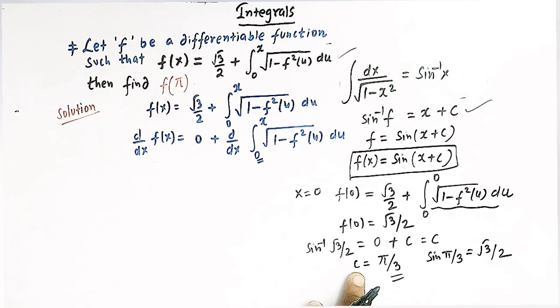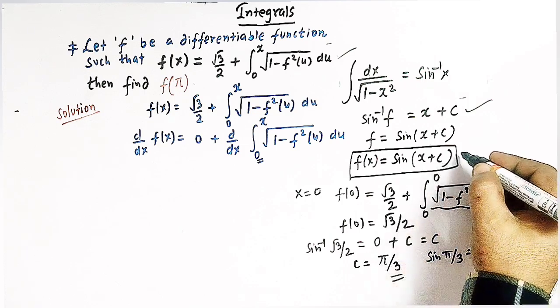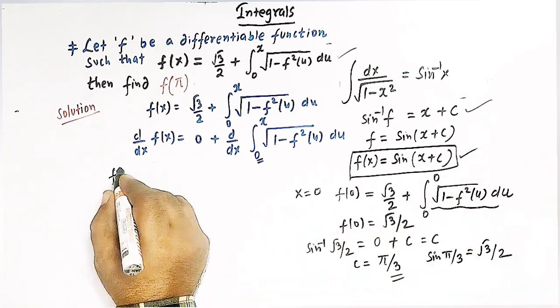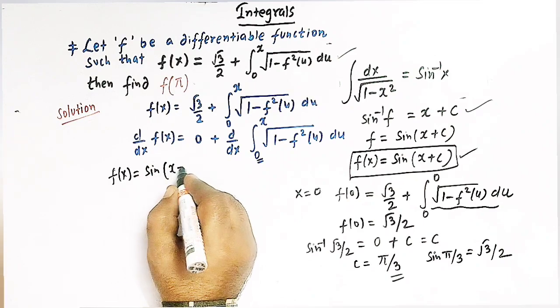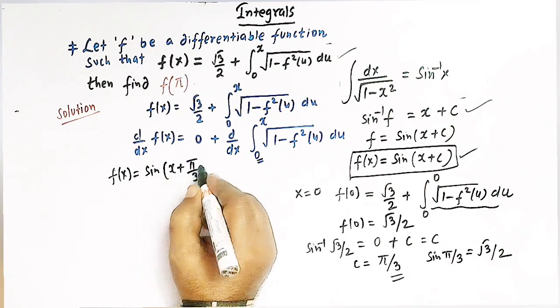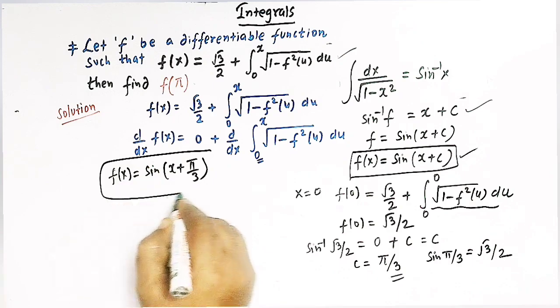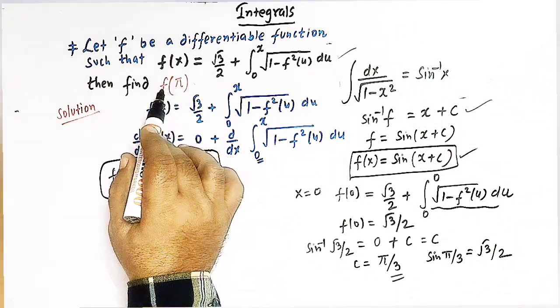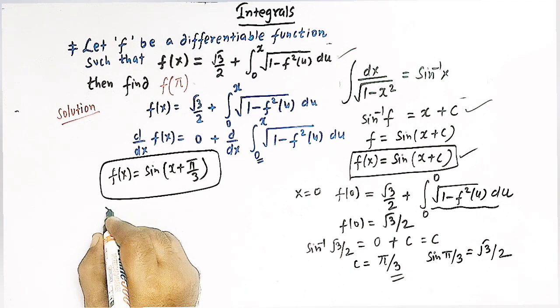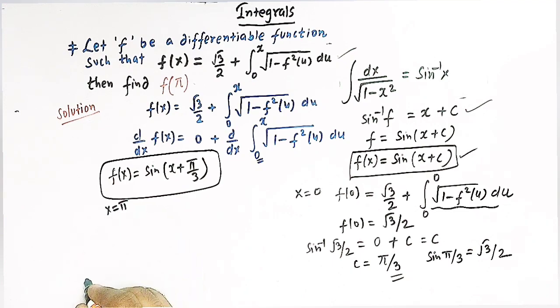So the value of the constant of integration c is equal to pi by 3. So let us take this value in this relation. We have f of x is equal to sine of x plus pi by 3, right? So this is our required function f of x, and let us find out the value of f of pi by taking x is equal to pi, right?